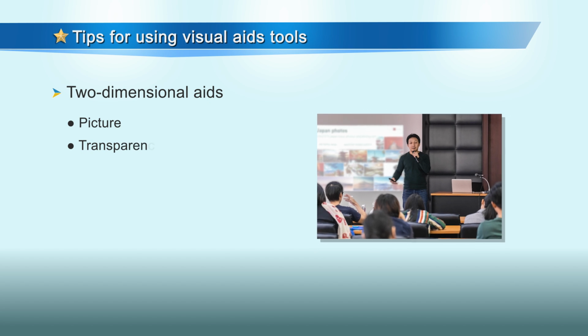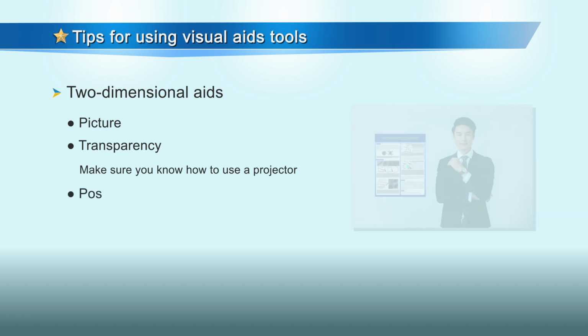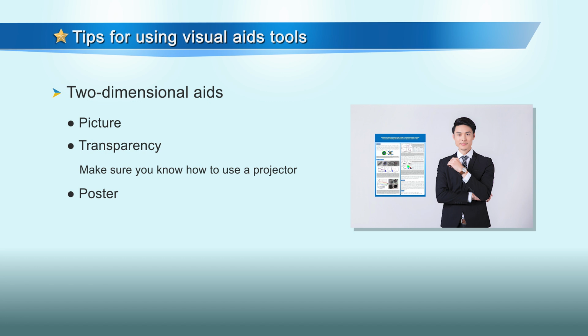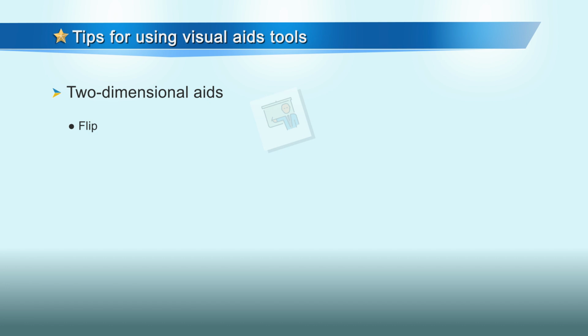If you use a transparency, make sure you know how to use a projector. This type of visual aid often makes the audience associate with history or nostalgia. Poster. Does anybody use a poster? Yeah, sometimes at an academic conference, like a poster exhibition, or in a group discussion, standing in front of a group of people, you will write something on a poster, right? Flip chart. They will draw serious information on one piece of paper, maybe. You can write more directly.